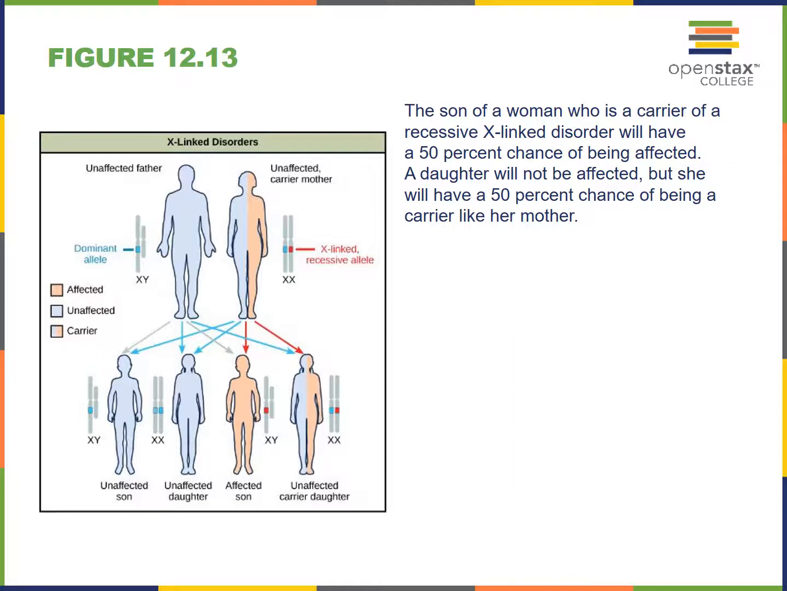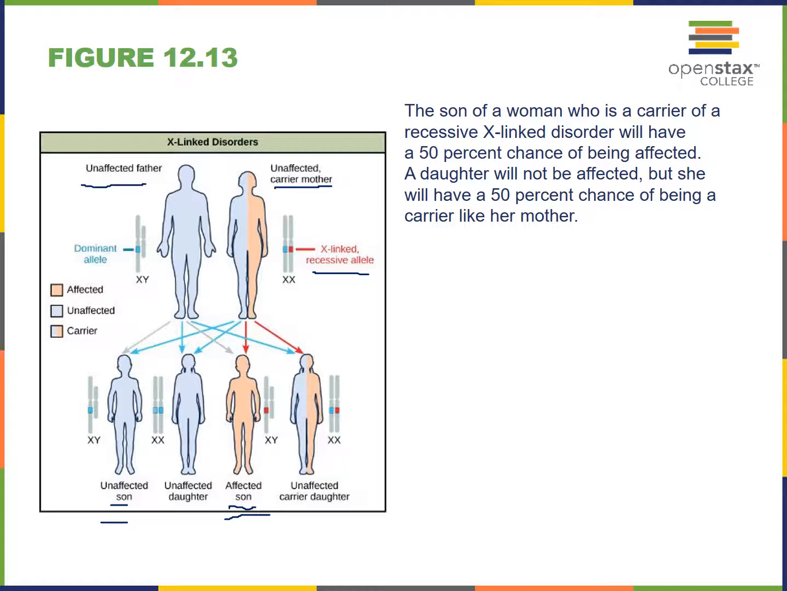A carrier mother, I just want to note again, is unaffected. She does not have the disorder, but it means she has a recessive allele. And she gives her sons their X. So if she's a carrier, her son has a 50-50 shot of being affected by this disease.